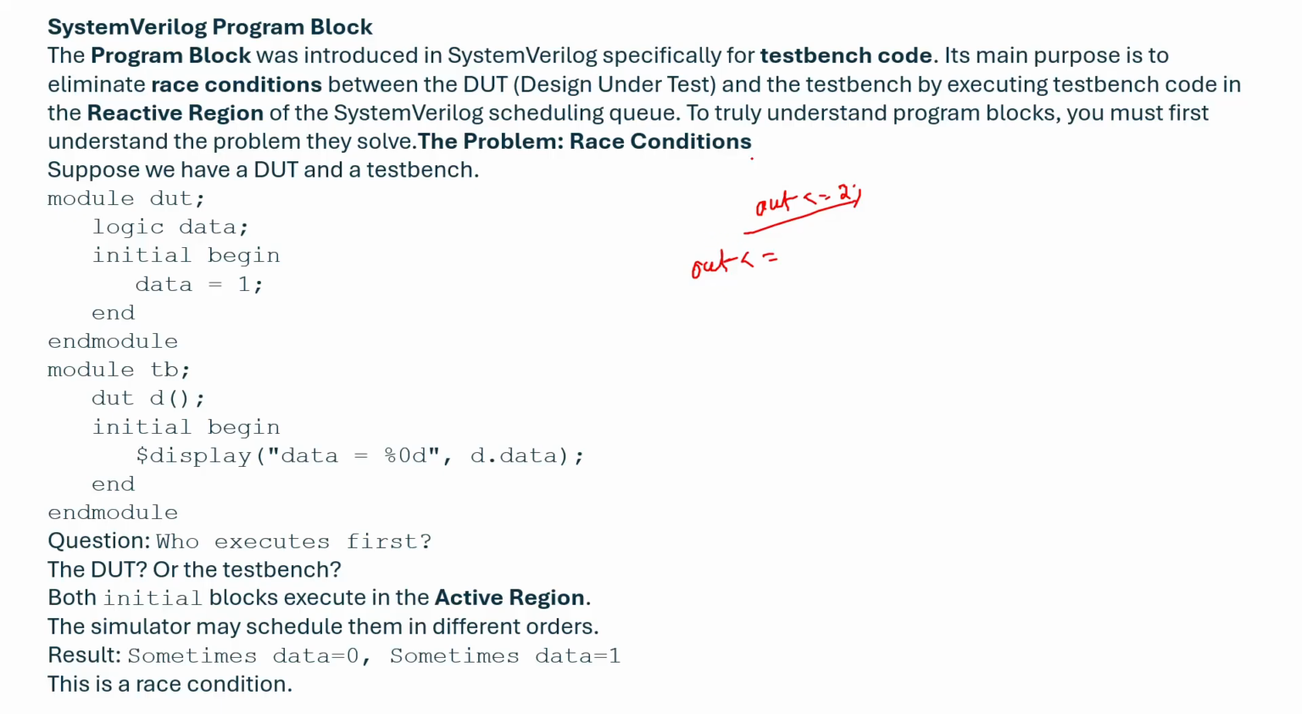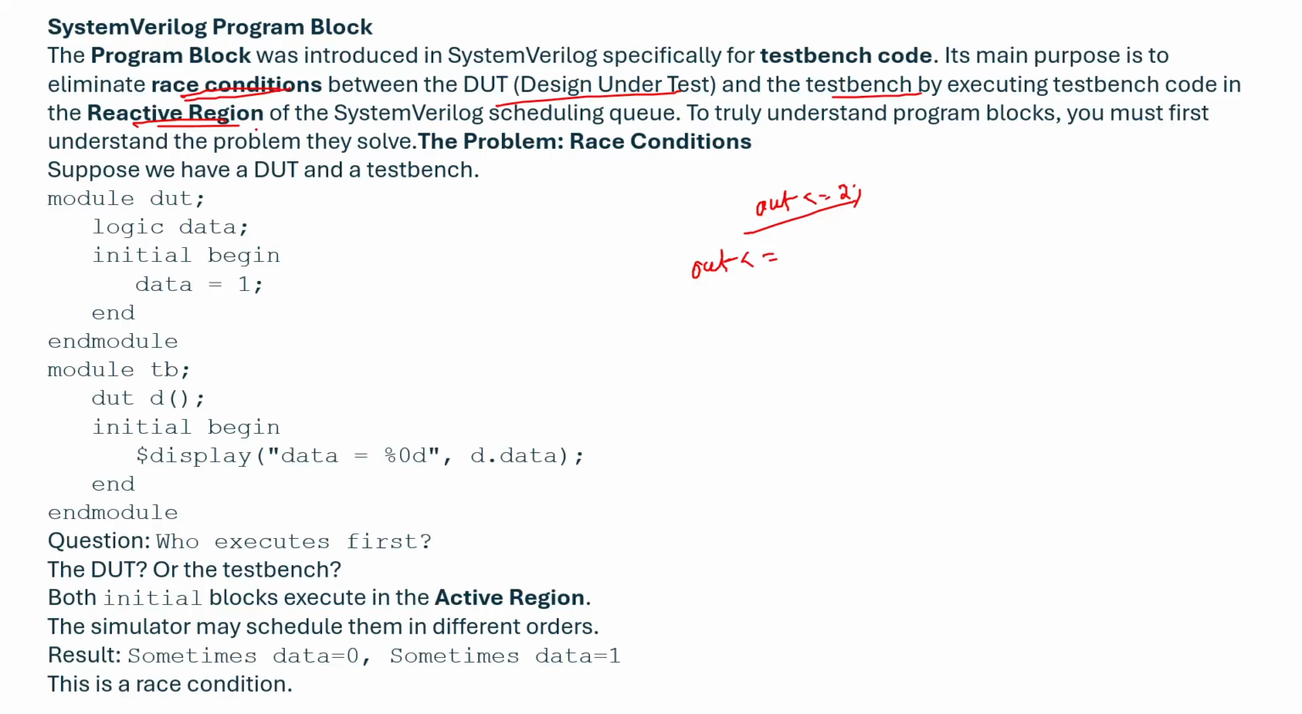To avoid that race condition, that is the main purpose of the programming block: to eliminate the race condition between design and testbench. Okay, testbench code is executed in reactive region.